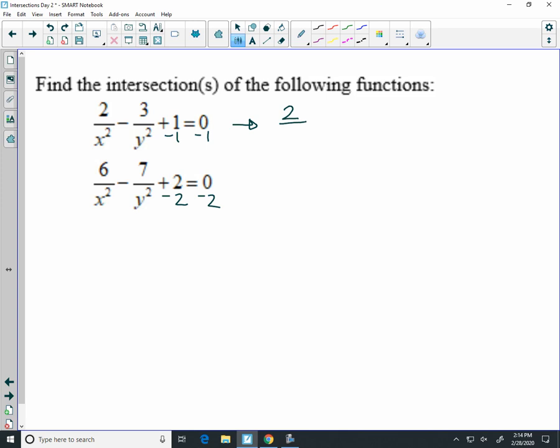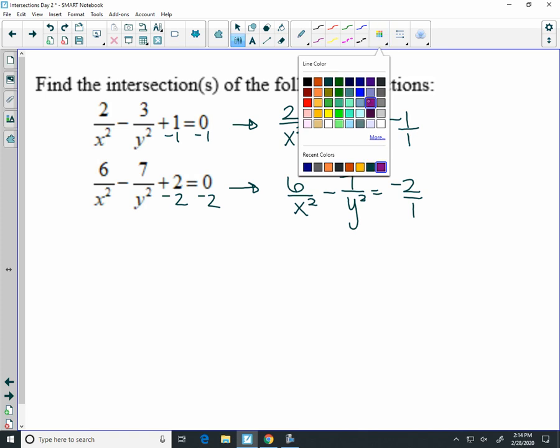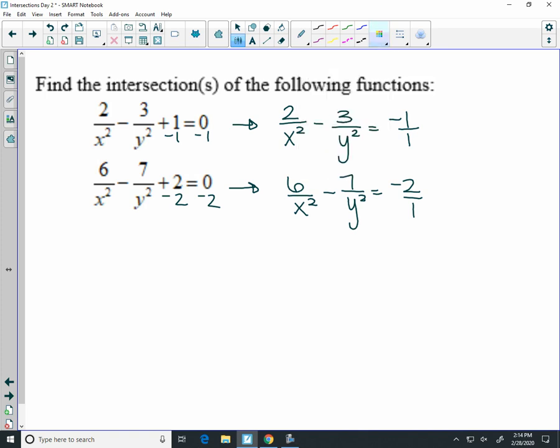So 2 over x squared minus 3 over y squared equals -1 over 1. You guys know if I have fractions, I go all in. And then down here, 6 over x squared minus 7 over y squared equals -2 over 1. And like I said, our like fractions have common denominators. So now we can just look at what we can turn into kind of to match.